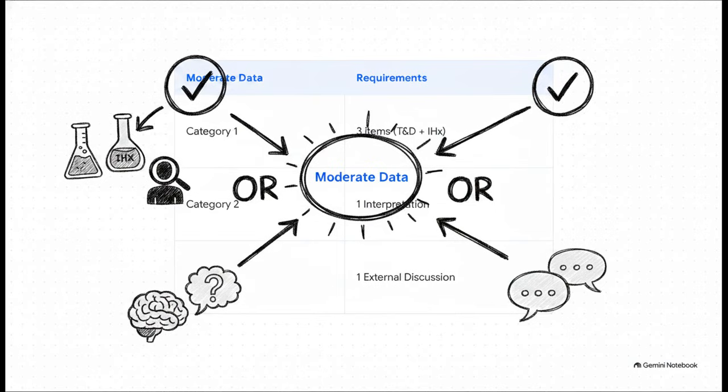But take a close look at Categories 2 and 3. You can bypass Category 1 entirely. If your provider does just one independent interpretation, that satisfies Category 2, landing you at moderate. Or one external discussion satisfies Category 3, which also gets you to moderate. You just need to check off one of the three boxes.